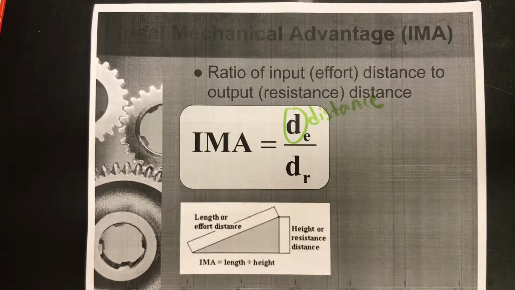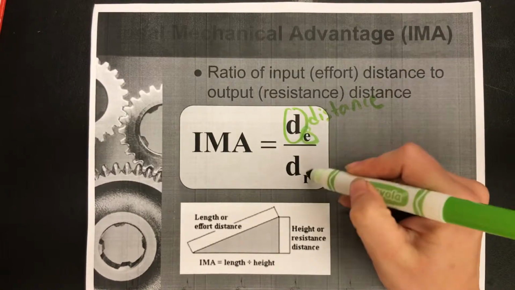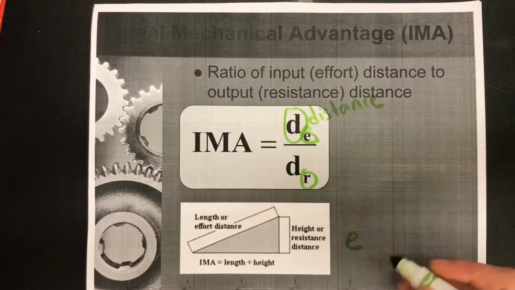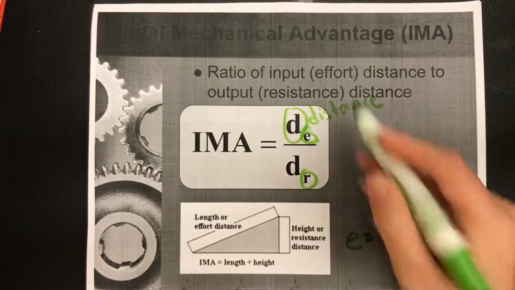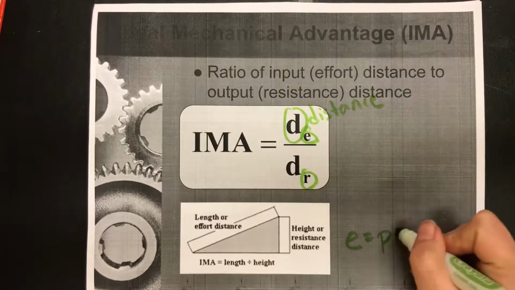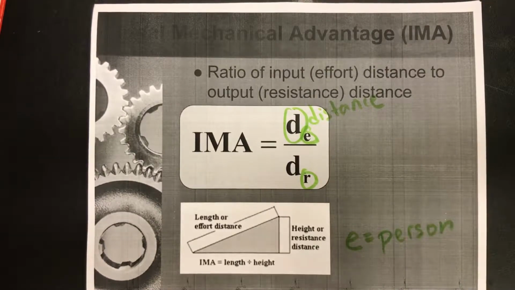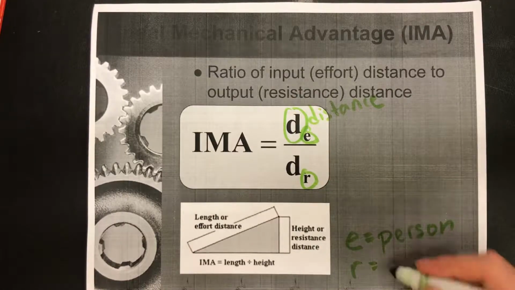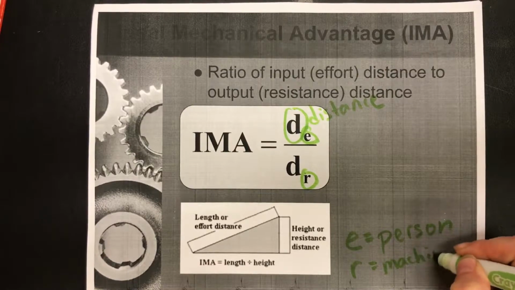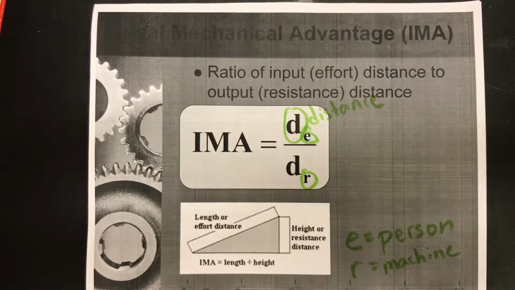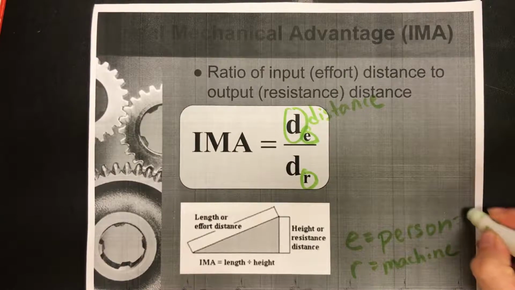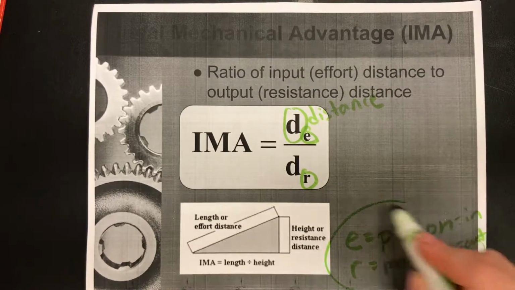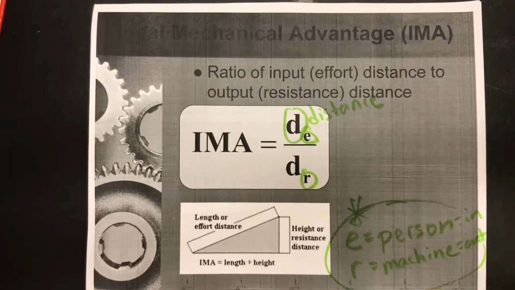The main thing you've got to understand from this video is what this E and this R stand for. So E is going to be the effort. So this is what the person is doing. And then the R stands for the resistance. So this is what the machine is doing. It's the same thing as the person is going to be the input. The machine is going to be the output. This right here is going to be the key to doing all the problems that we're going to do today.